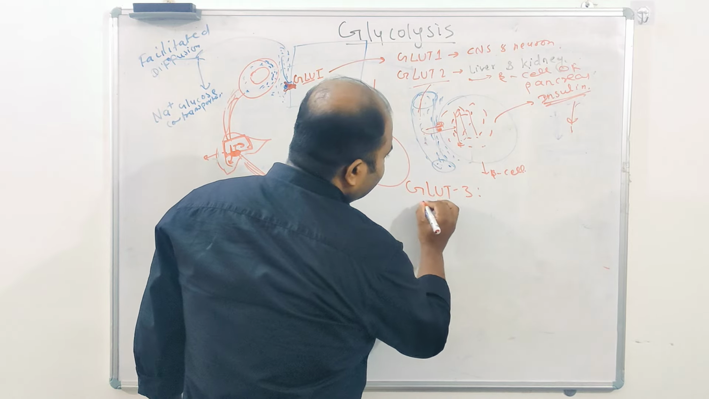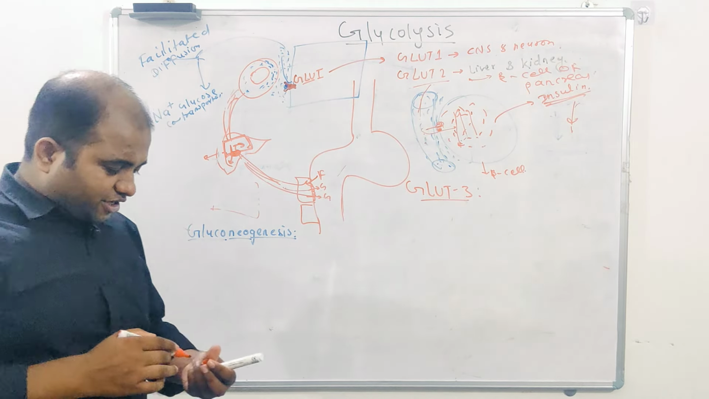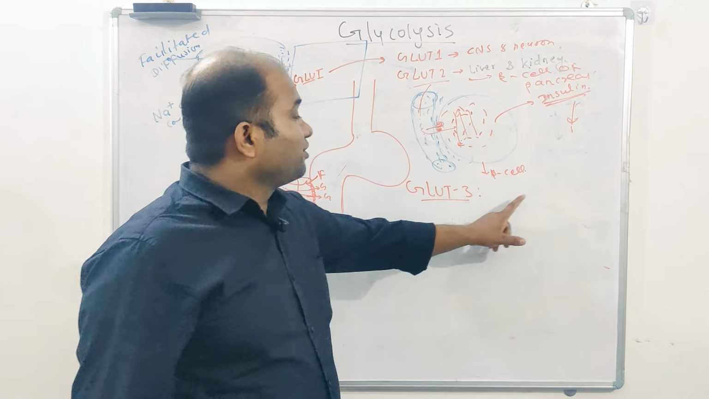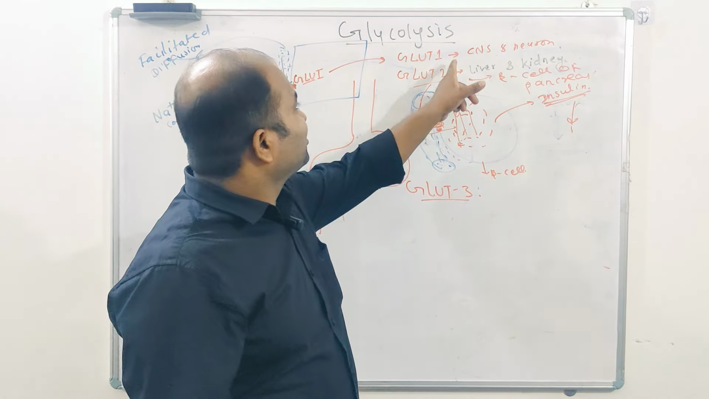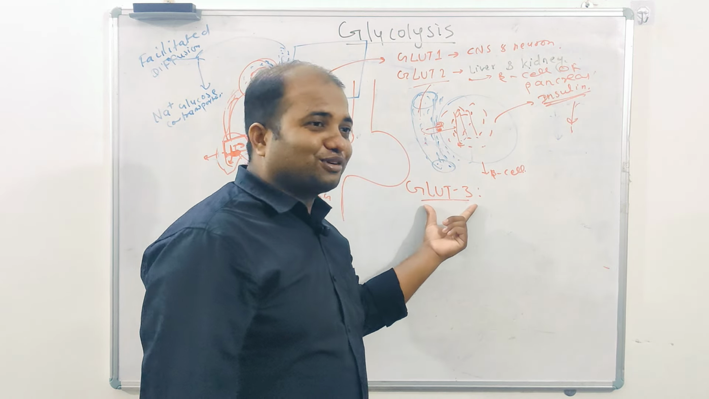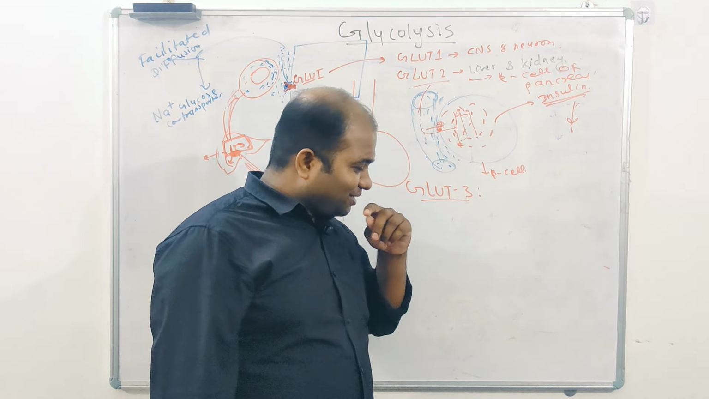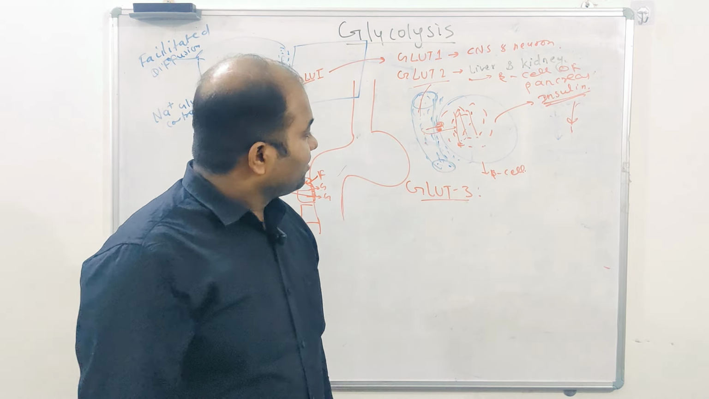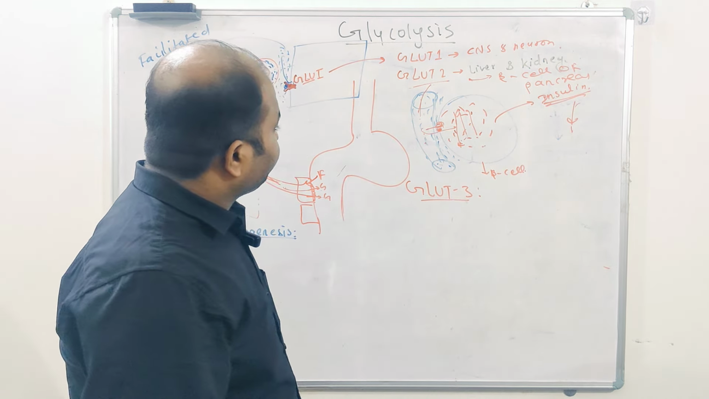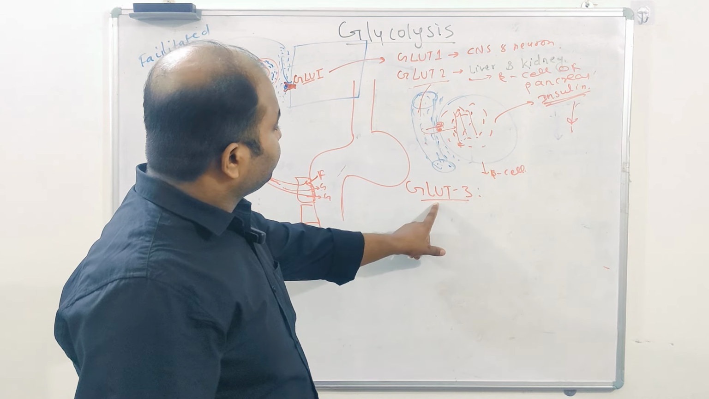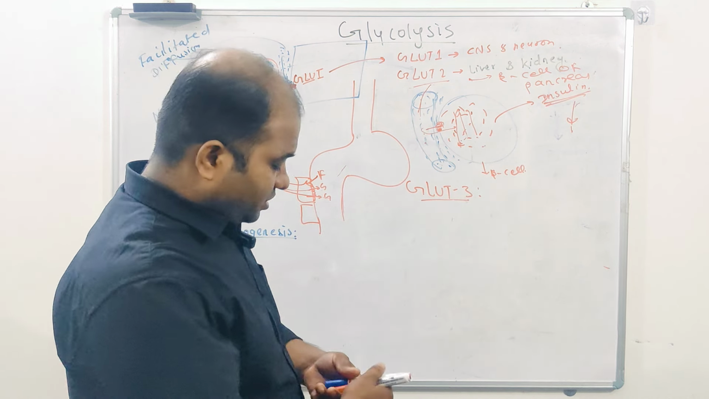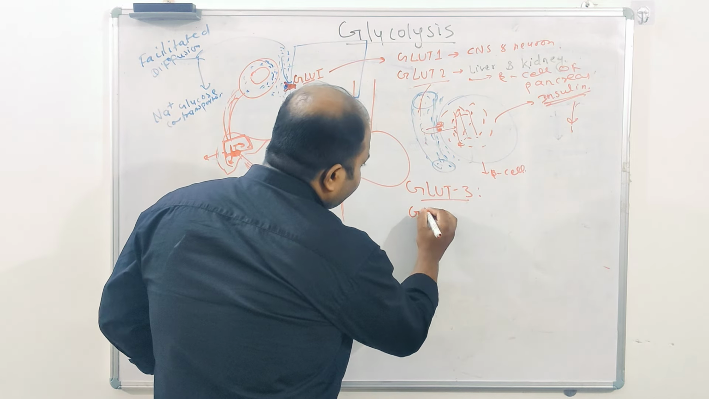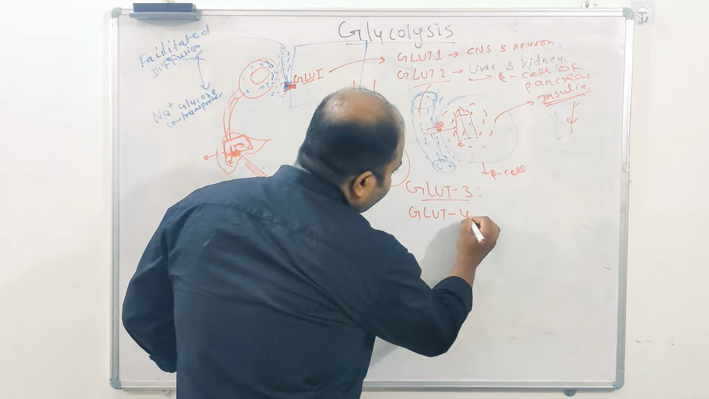The other is the GLUT3 glucose transporter. Now don't tell me this is a three-way transporter. This is one way, this is two-way, but this is not three-way. GLUT3 is a transporter that is not most commonly used, but okay, fine, no problem. And the other we have is GLUT4.